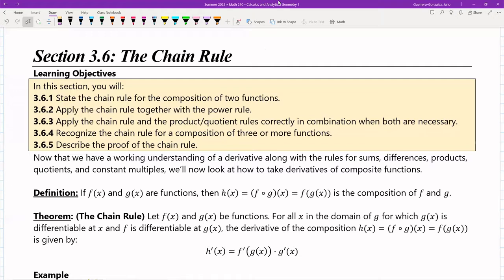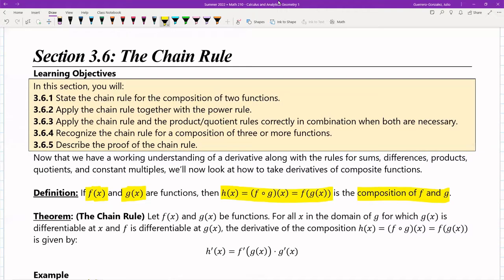So the first thing I want to do is define one thing for those of you who don't remember from high school pre-calc, the idea of a composite function. Let's say you have f and g that are functions, and h of x is equal to f compose g, or g inside of f of x. That is what we call the composition of f and g.